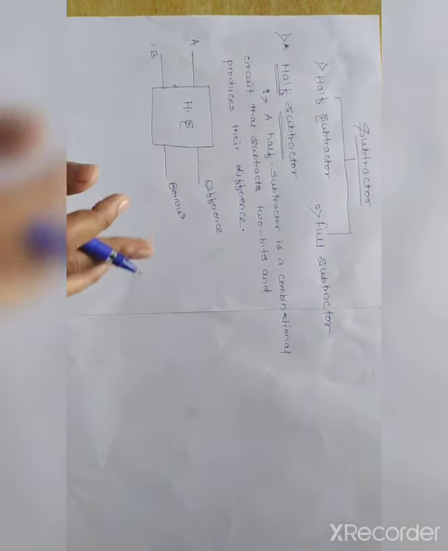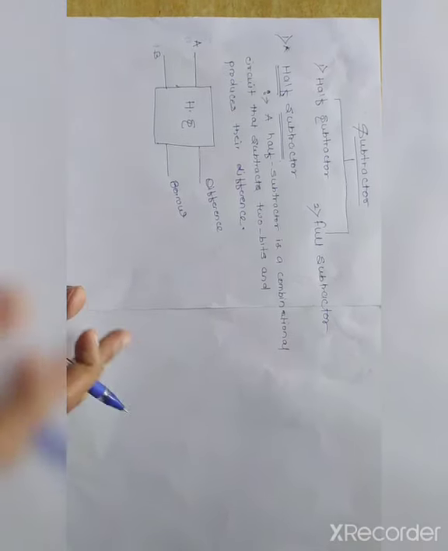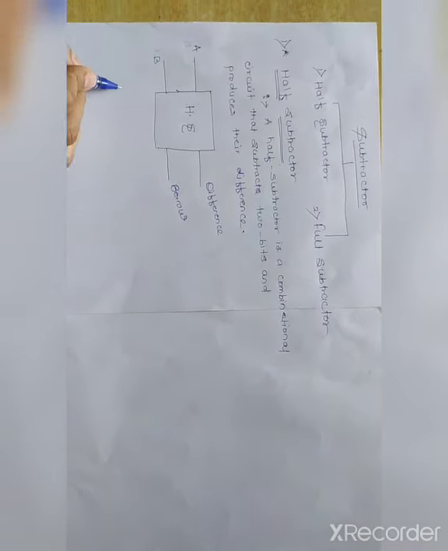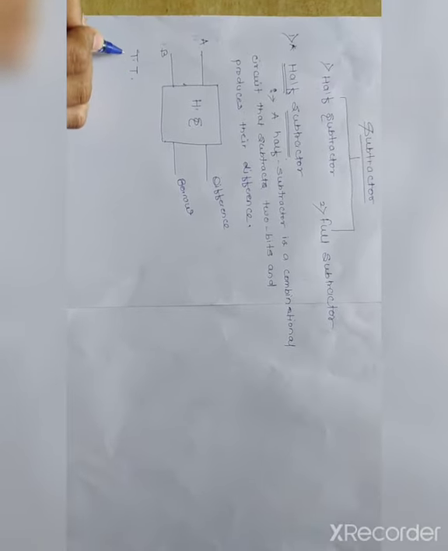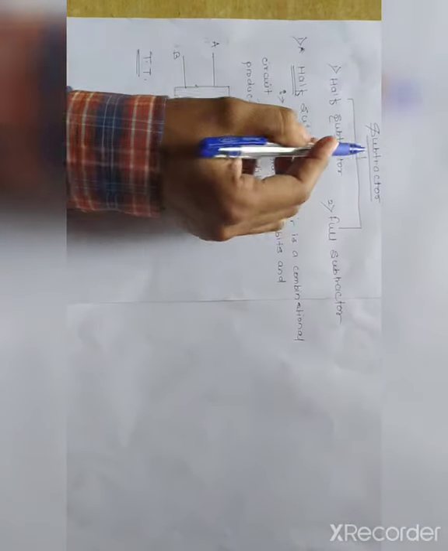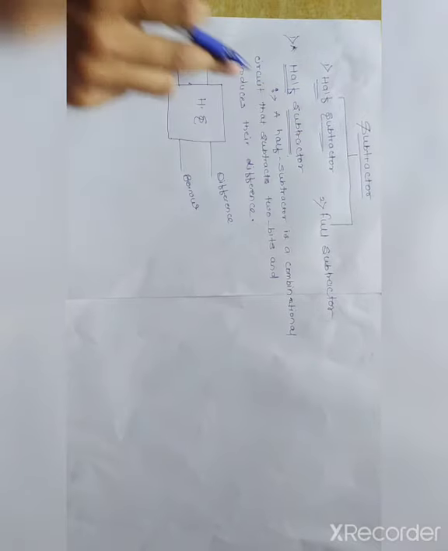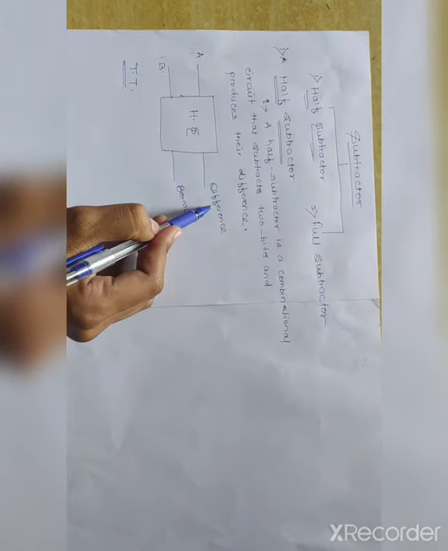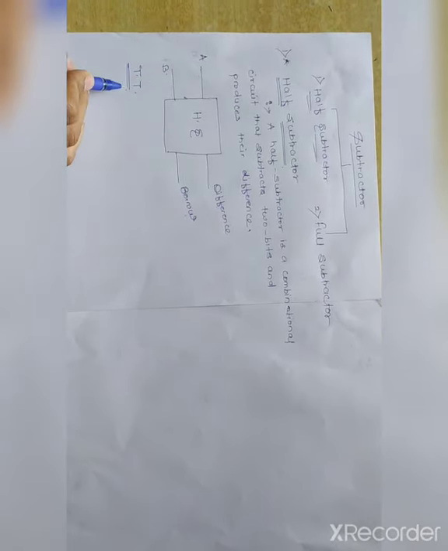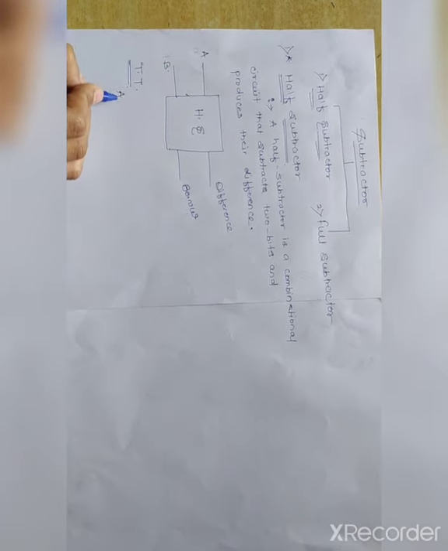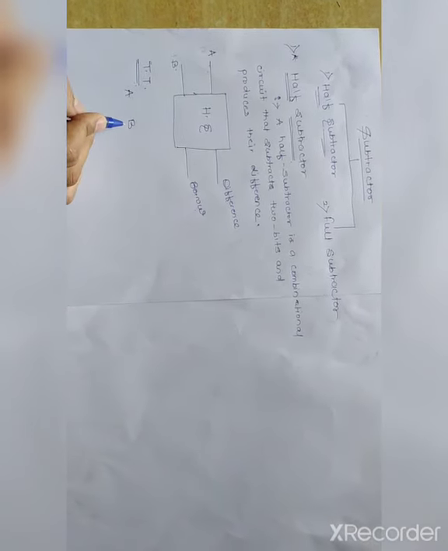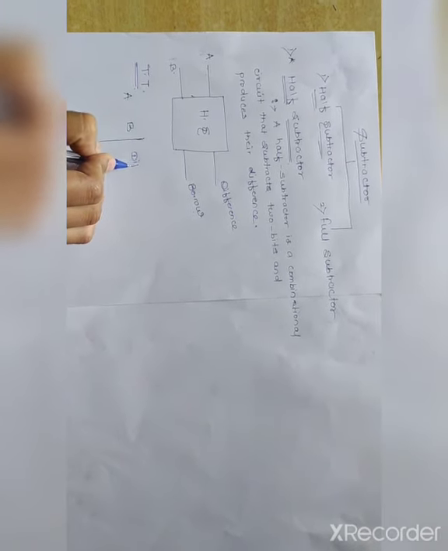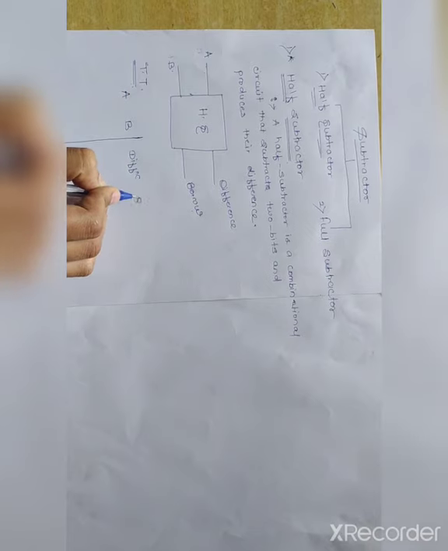Now I want to design a logical circuit. The inputs are a and b, and this is the truth table for half subtraction. The half subtractor consists of two inputs and two outputs. The inputs are a and b, the outputs are difference and borrow. I am subtracting b from a.